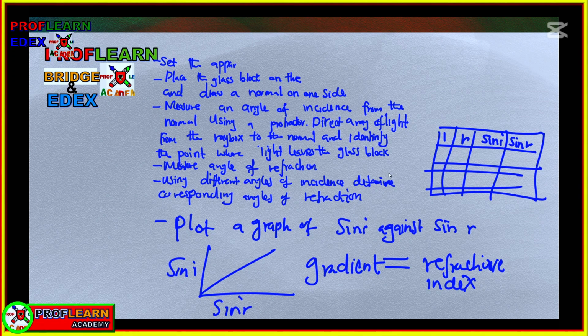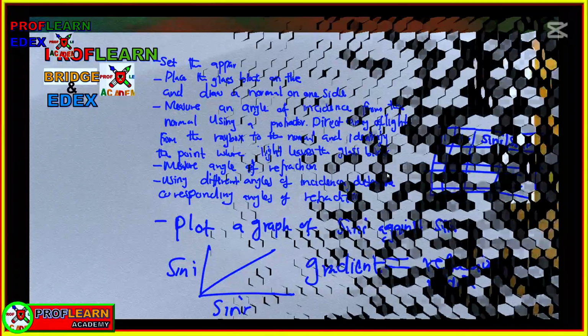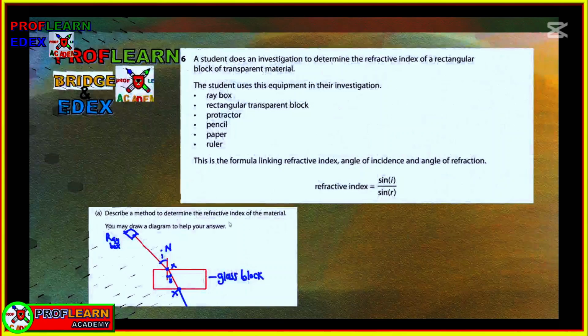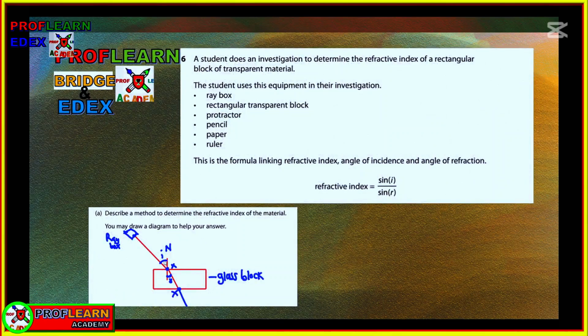Another way it can be done is that the student repeats the angle of incidence and the angle of refraction measurements, and then finds the average of those angles, and then uses the formula sine i over sine r to determine the refractive index.